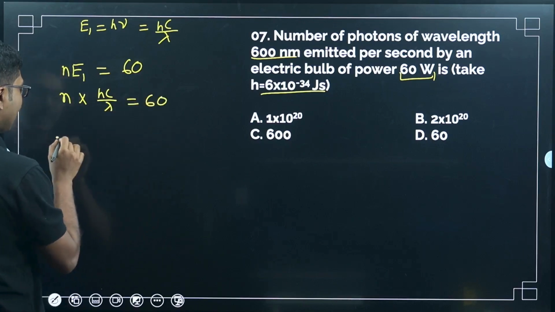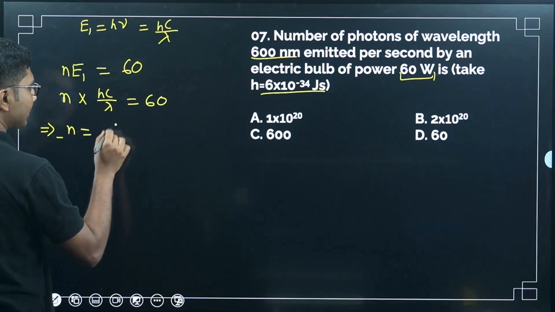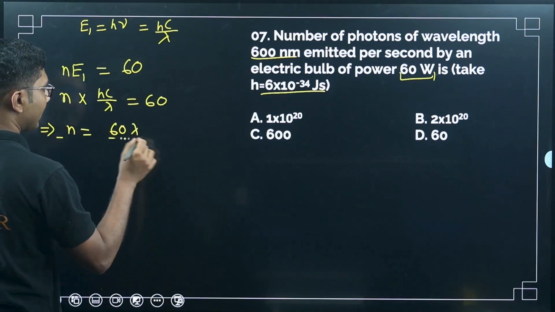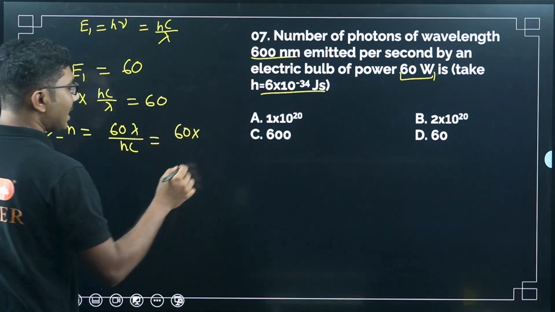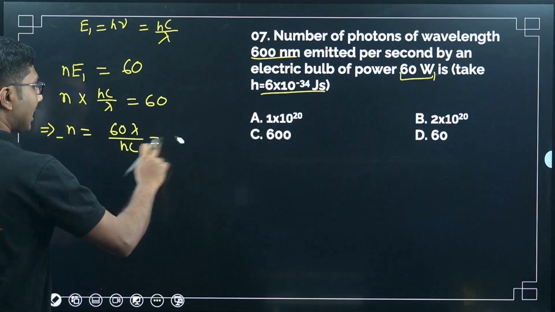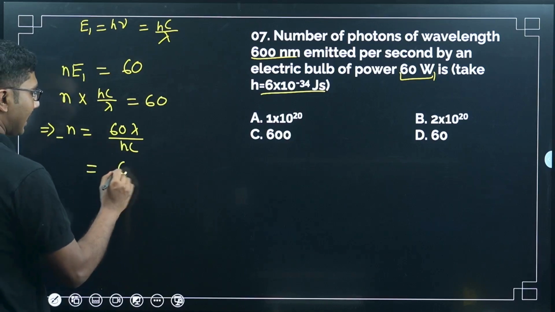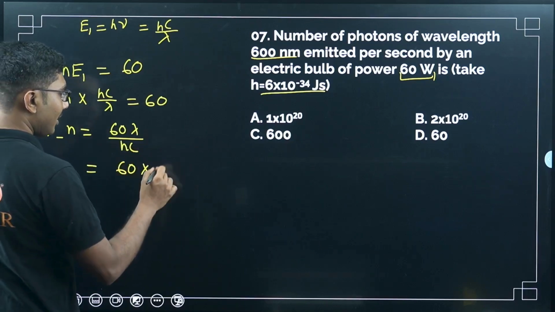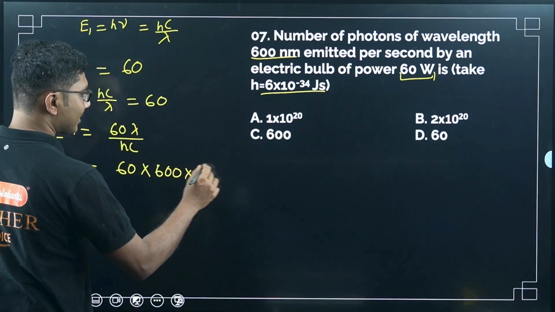Now let us start putting the values one by one. So n, which we are trying to find, equals 60 lambda divided by hc, or 60 times 600 nanometers. 600 nanometers means 600 times 10 to the power of minus 9. Nanometer is easy: nano is 10 to the power of minus 9.